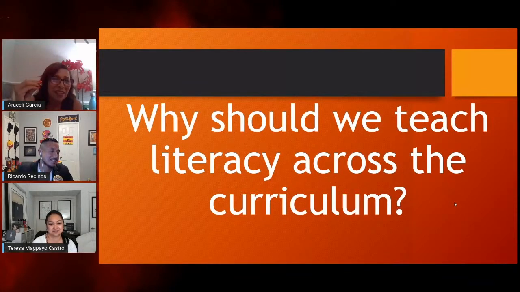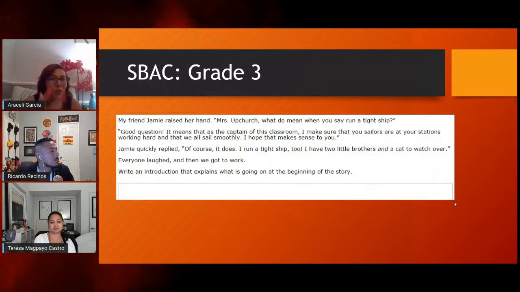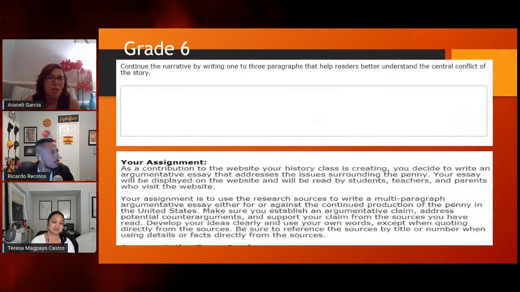So literacy is at the high, right? Why should we teach it cross curriculum? And so if you go to the next slide, you'll see here what's on these exams, right? And we'll go really quickly through these slides here. But if you look at that last line, take a look. 3rd grade, they're going to write an introduction that explains the beginning of a story. Boom. 3rd grade.